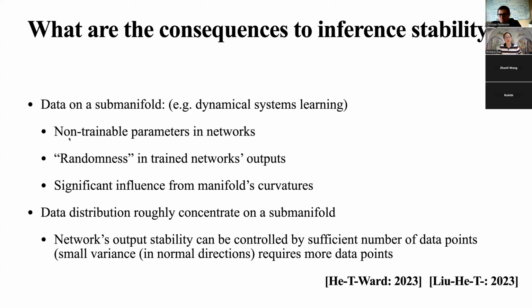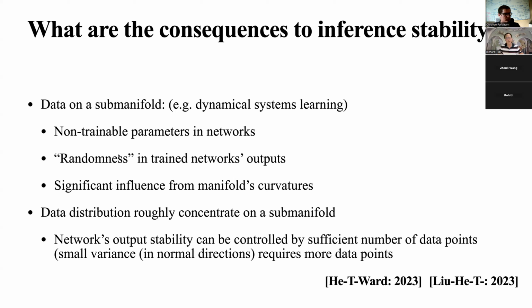When data concentrates on submanifolds, there might be a set of parameters in your neural network that is not trainable, similar to the simple linear regression problem that we have seen in the previous slides, right? This wy in the earlier case is not trainable because your data doesn't vary in those directions. So if your data really concentrate on the submanifold and data points don't vary in the manifold's normal direction, then the parameters related to those directions are not going to be trained through your optimization algorithm.